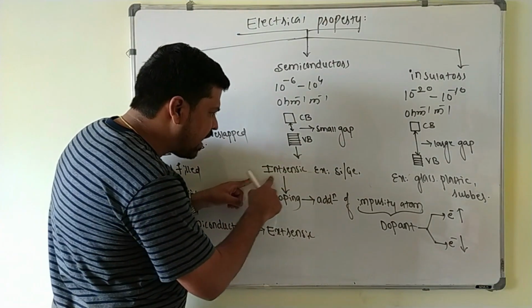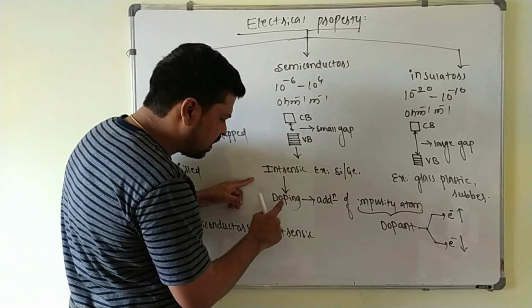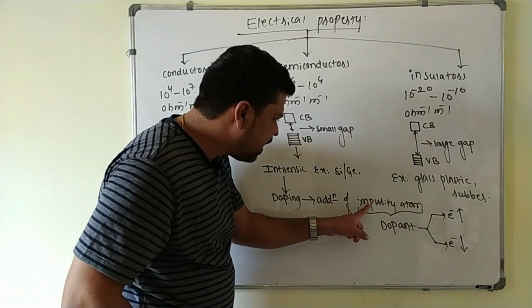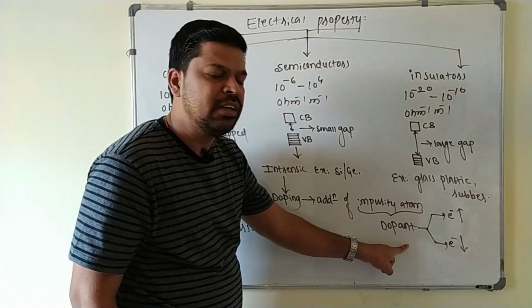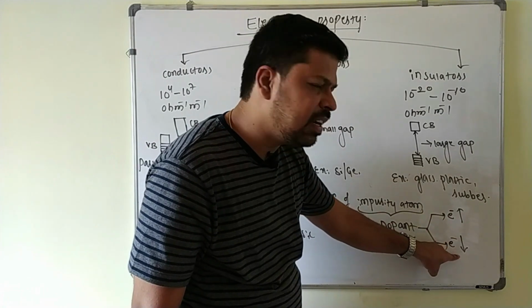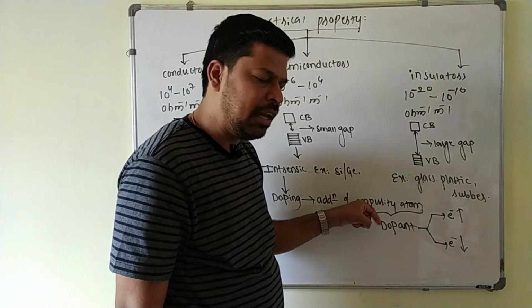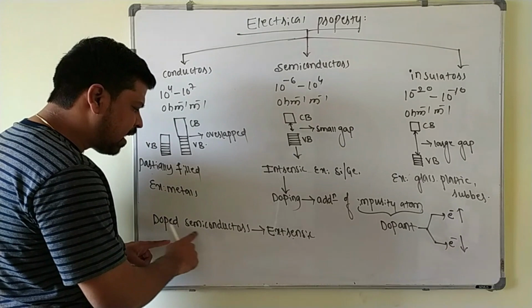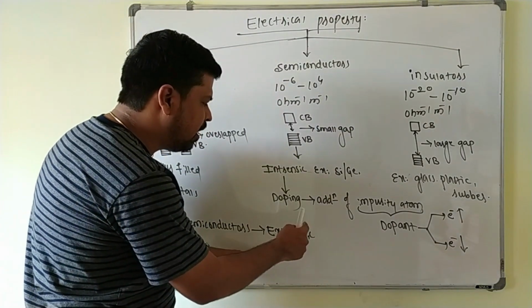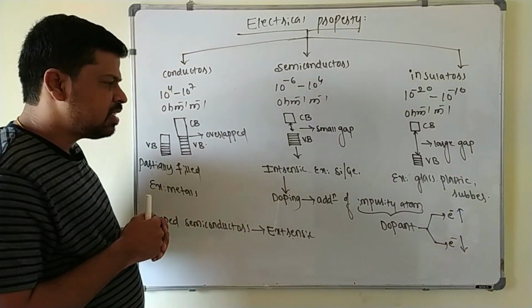So the process of adding impurity atoms to the intrinsic semiconductor is called what? Doping, that is addition of impurity atoms. The added impurity atom is called what? Dopant. And this dopant may be electron rich or electron deficient with respect to the silicon or germanium. Such doped semiconductors are called what? Extrinsic semiconductors, whose conductivity will be more than that of the intrinsic semiconductors.